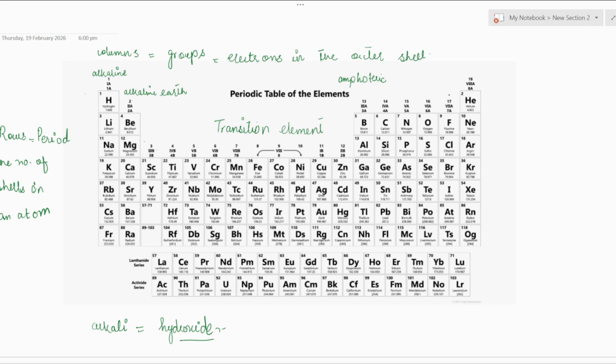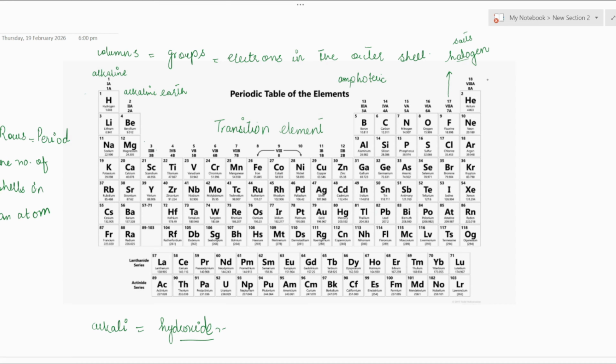Okay, let's talk about this group 7A. This one is usually known as the halogens. Halo means salts. These are all salt forming elements. For example, sodium chloride, potassium chloride, sodium bromide, calcium bromide, magnesium bromide. These are the elements which make salts. Okay? And their oxides are acidic. So later on we'll discuss what is an acid and base in detail.